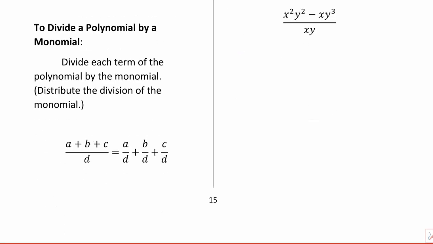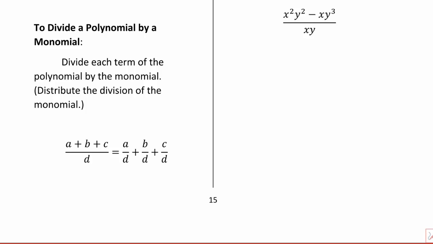Hello, this is video 3 for Math0302 beginning Algebra Chapter 5, Sections 5 and 6. In this video we're going to talk about how to divide a polynomial by a monomial.